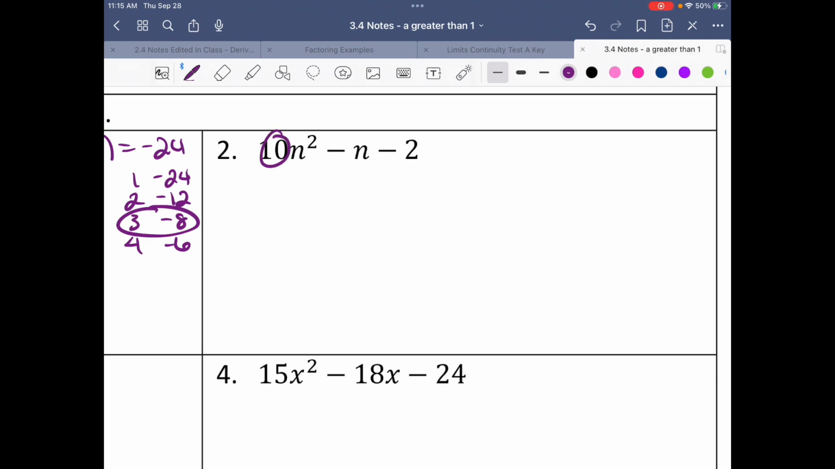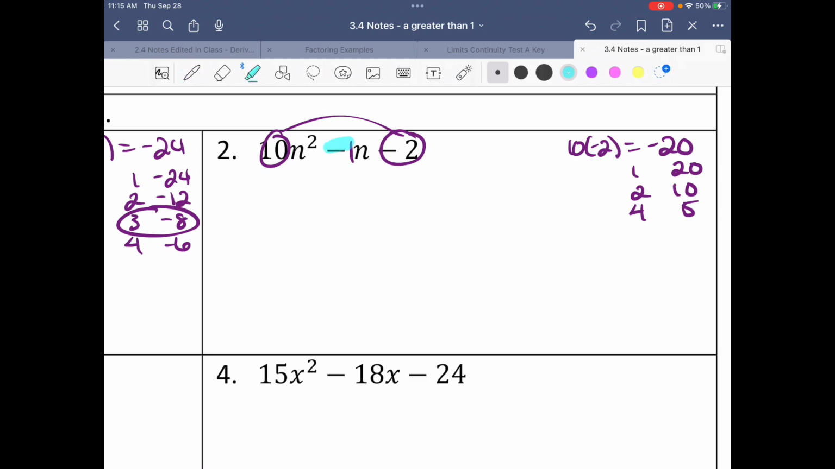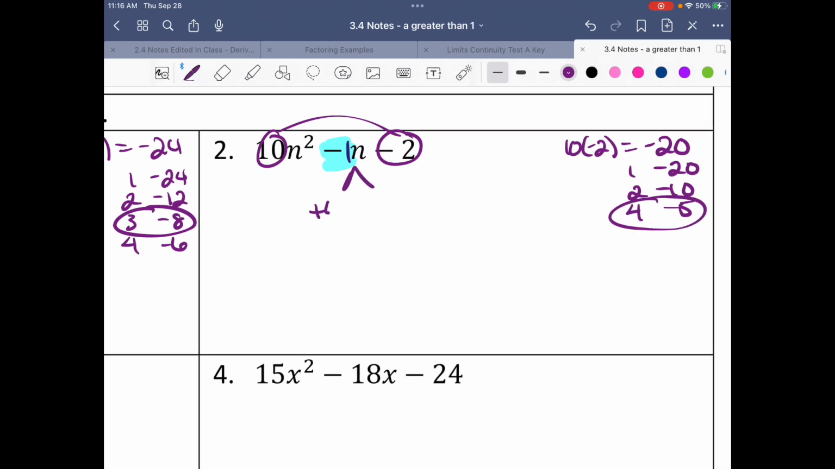Example 2, no GCF on this one. So we go ahead and multiply the leading coefficient 10 by the constant negative 2. So I've got 1 and 20, 2 and 10, 4 and 5. And because the C term is negative, my big number is going to outweigh the small number. My big factor is what's negative. I need a factor pair that adds to be negative 1. That's going to be 4 and negative 5.